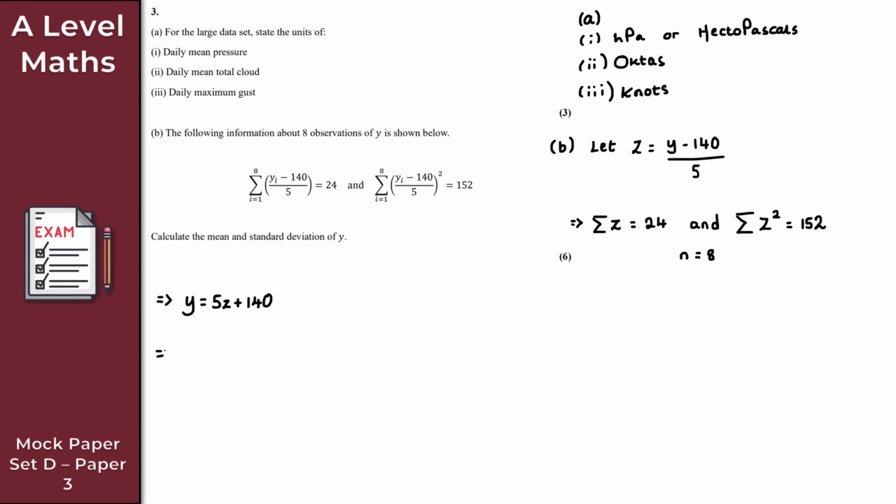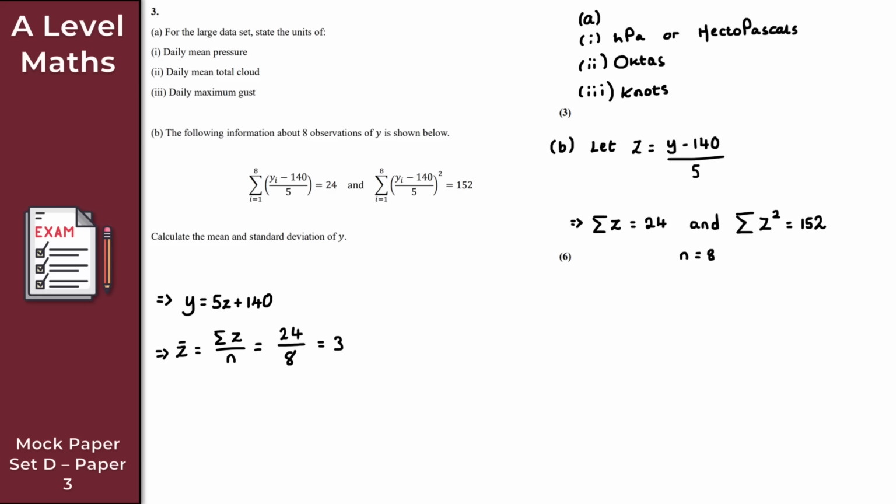So Z bar then, so that's the sample mean here for Z. That is sigma Z over N, the sample size. Well, sigma Z is 24. And that is over N, which is 8. How many 8s go into 24? Well, that is just simply 3. So Z bar here is 3.